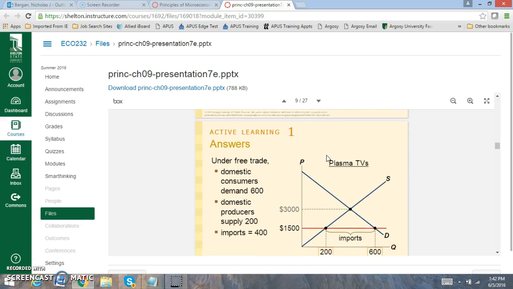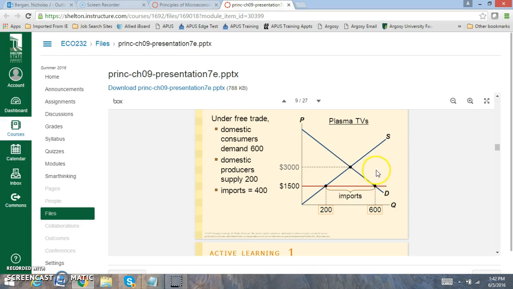Now let's look at what happens if the equilibrium price in this example is $3,000 and the world price is $1,500. So at the world price, what exists? 600 people want it, because that's where it hits the demand curve. 200 units are on the shelf. You'll notice that there is going to be a shortage at the world price. Now, the only way to make up for a shortage is if you import.